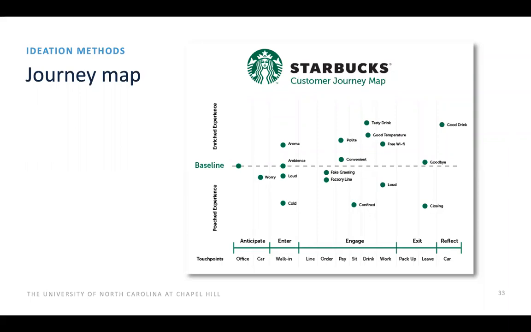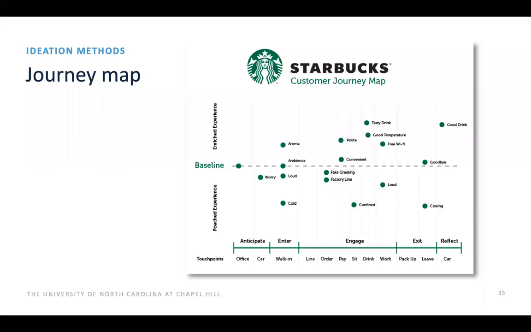And with that, they identified the touch points. So where does this happen? How does this happen? So anticipate happens in the office or car. And then when you enter, it's the point in which you're walking in. And so they further clarify the different points where they could potentially interact with customers or offer some other experience.